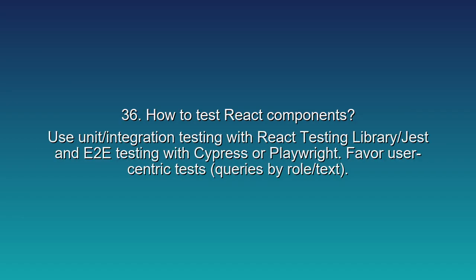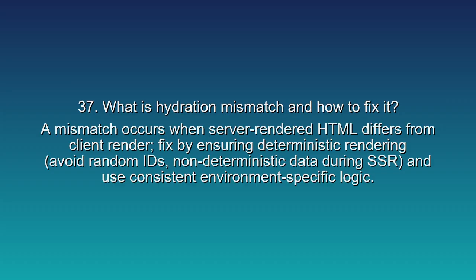36. How to test React components? Use unit and integration testing with React Testing Library, Jest, and E2E testing with Cypress or Playwright. Favor user-centric tests, queries by role, text. 37. What is hydration mismatch and how to fix it? A mismatch occurs when server-rendered HTML differs from client render. Fix by ensuring deterministic rendering. Avoid random IDs and non-deterministic data during SSR, and use consistent environment-specific logic.